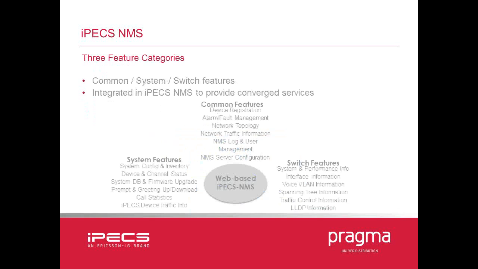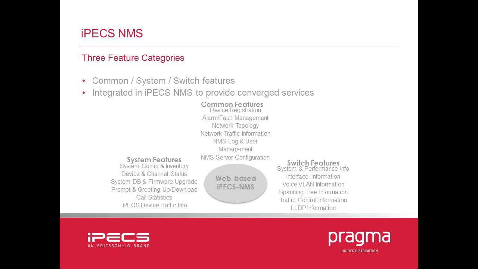There are three main feature categories that we have: common, system, and switch features. These are integrated with the iPECS NMS so that we can look at the particular services that we have. If we're looking at common features, we're looking at device registration, alarms and fault management, and the network topology itself.